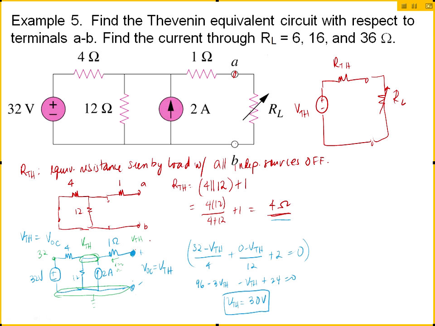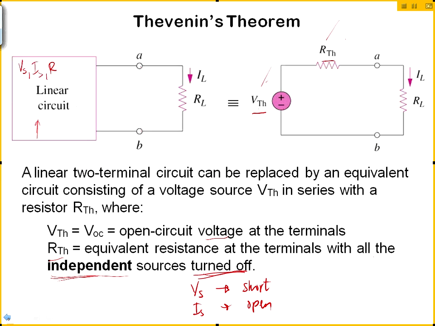So we're trying to see, okay, inside this, did you understand what I saw before this? So this is the load, okay? With respect to the terminals of the load, anything inside this box can be replaced by just one resistor and one voltage source. Okay? That's the whole idea.